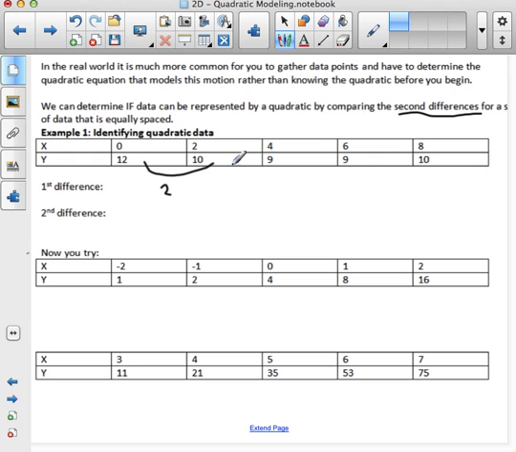2. 10 minus 9 would be 1. 9 minus 9 is 0. And 9 minus 10 is negative 1. So those are our first differences. And from that, you can tell that we would not think that this was linear. And then we can go ahead and do the second differences.